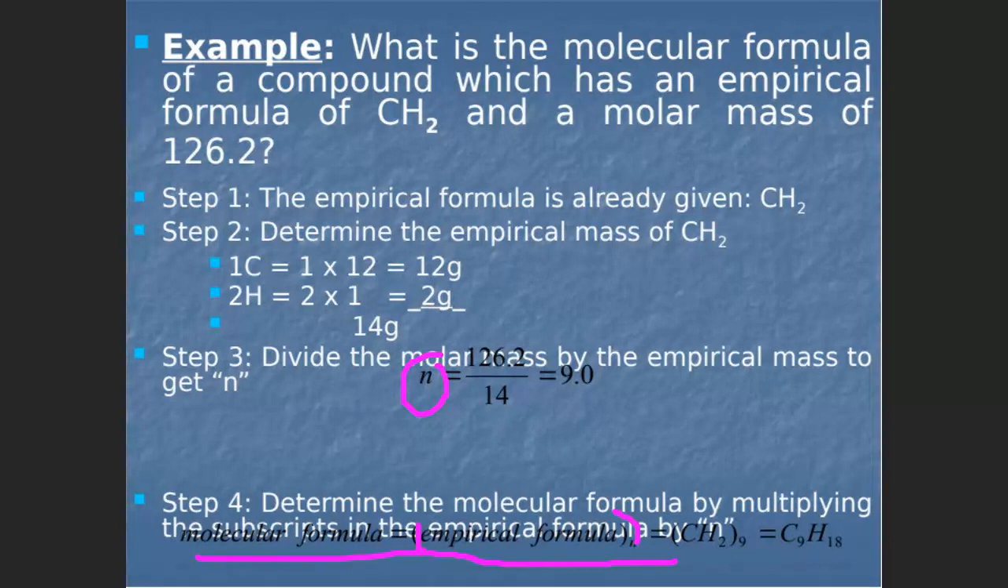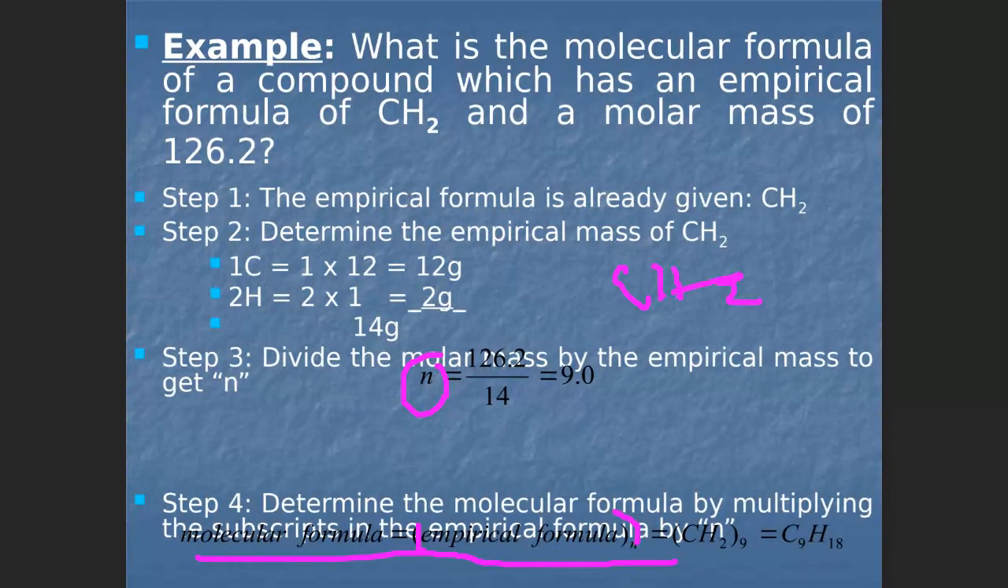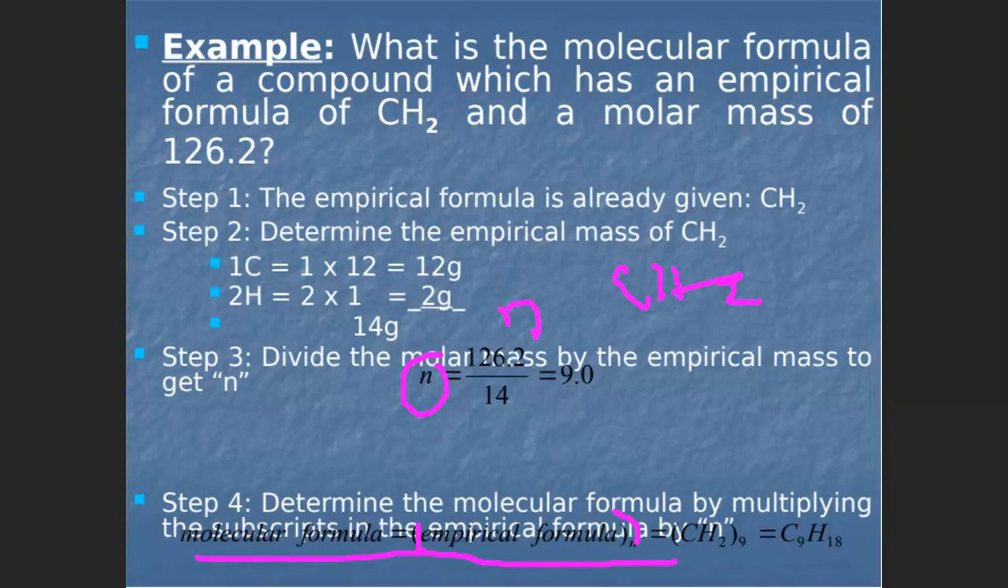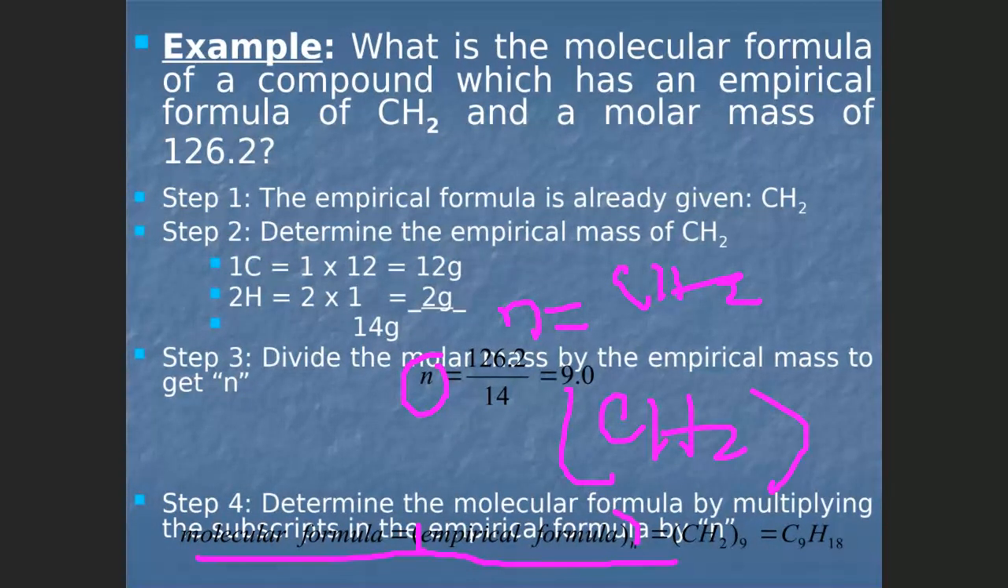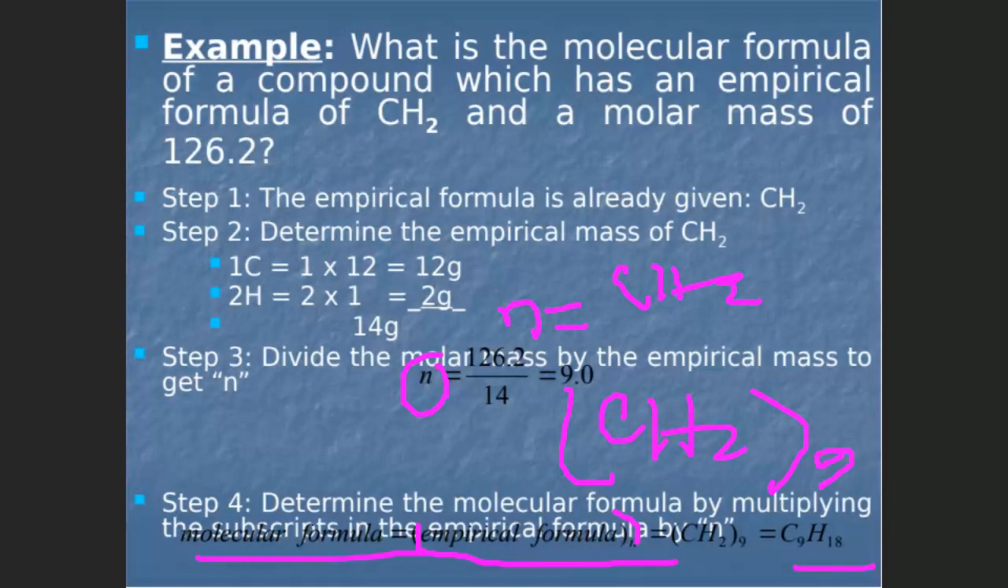So if we have, for example, the empirical formula CH2 and we find n equal to 9, that means the molecular formula will be (CH2)9. That means C9H18. So now let's see how we could do that.